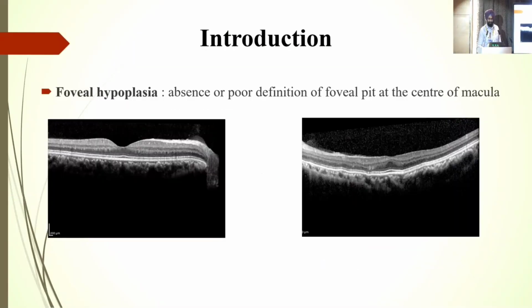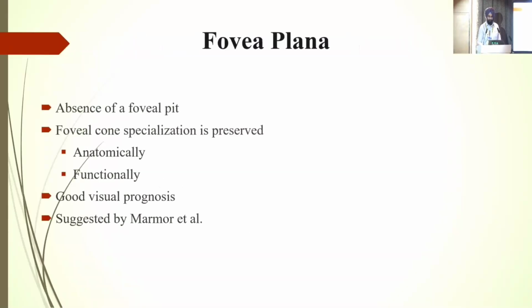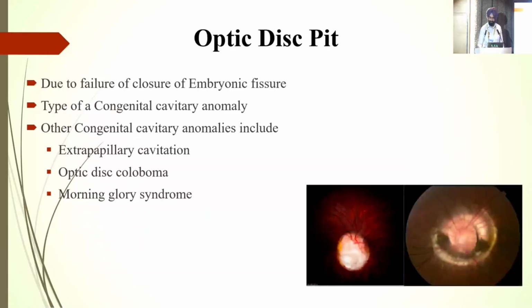Foveal hypoplasia is absence or poor definition of the foveal pit at the center of the macula, commonly associated with albinism, aniridia, achromatopsia, microphthalmia, nystagmus, and ROP. Fovea plana is basically an absence of a foveal pit, but the foveal cone specialization is preserved anatomically and functionally, with a good visual prognosis. It was suggested by Marmor et al.